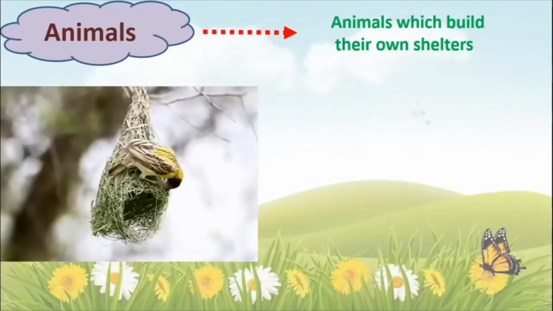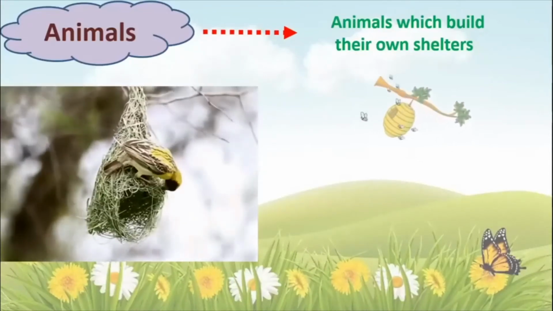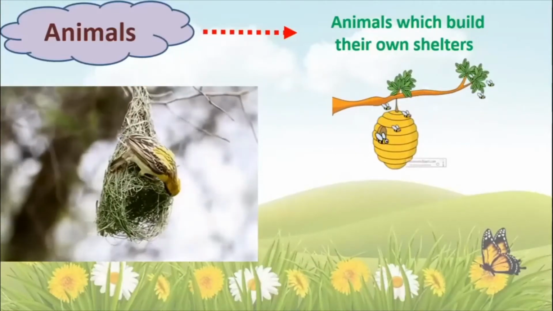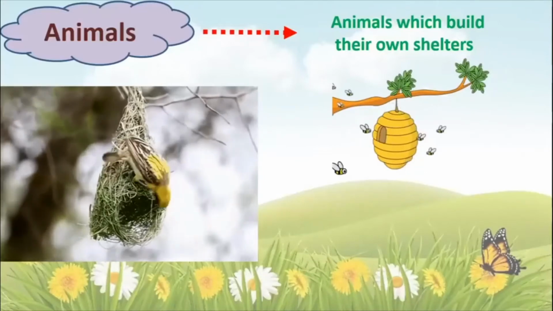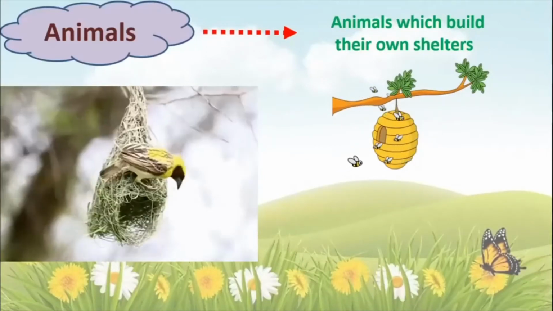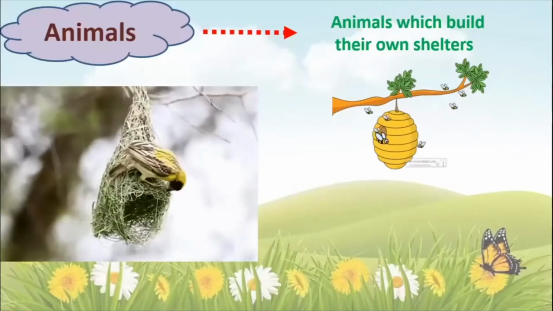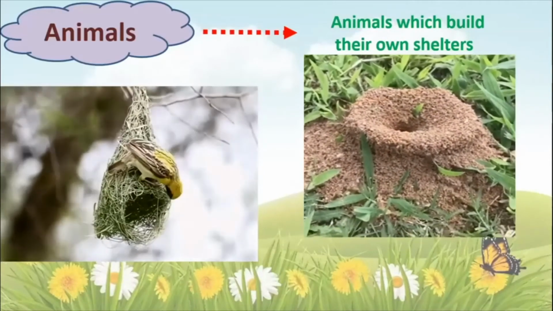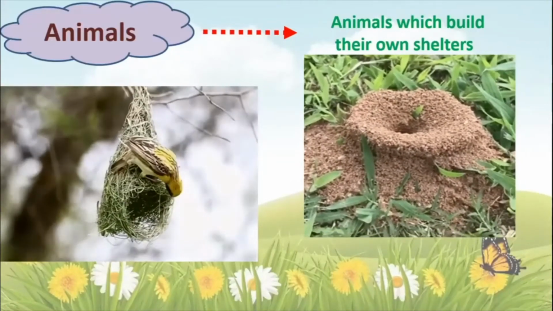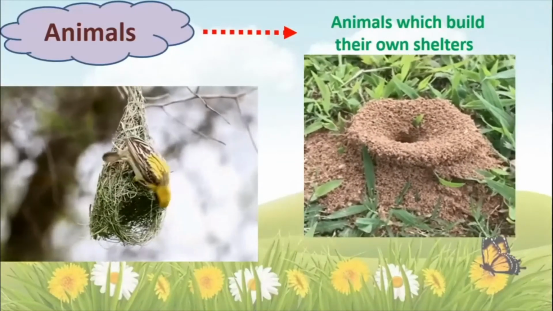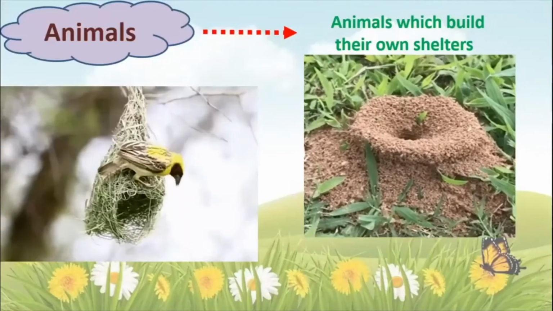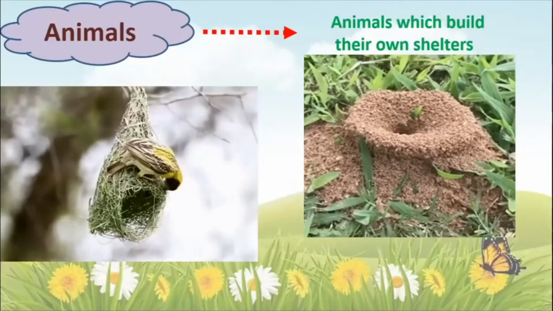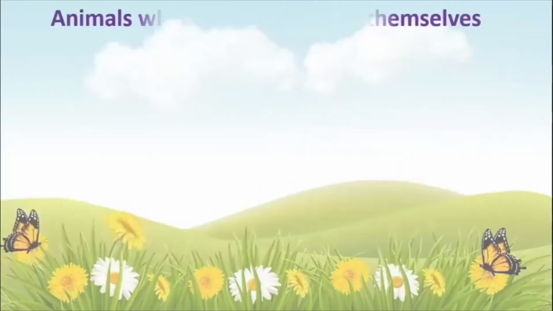See, there is this other kind of animal which is a bee, honey bee. It's an insect. It also builds its own home and we call it the beehive. Okay, so see, these animals, they build their own shelters. There is one more animal, see here. This is an ant hill. Okay, so the ants, they make this so that they can live safely, their children can live safely. So these are the animals which build their own shelters. Let us look at many more animals also which build their own shelters.